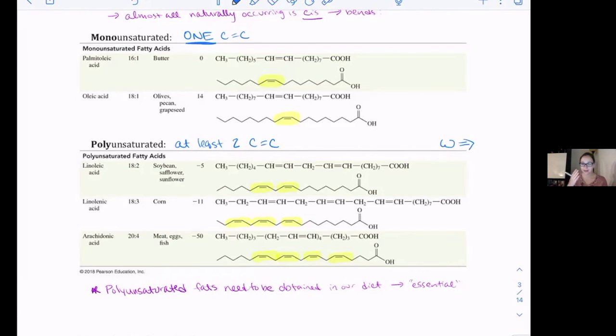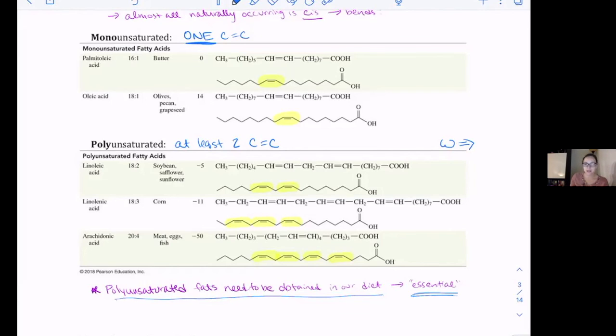Omega fatty acids are polyunsaturated fatty acids that we cannot produce ourselves. Our bodies can only produce monounsaturated fats. So polyunsaturated fats need to be obtained in our diet, and that's why they're called essential fatty acids, or essential fats. Our body uses them but can't produce them, so we must get them from our diet.